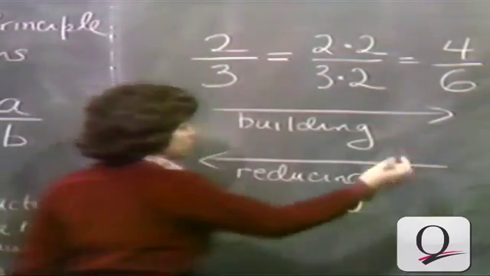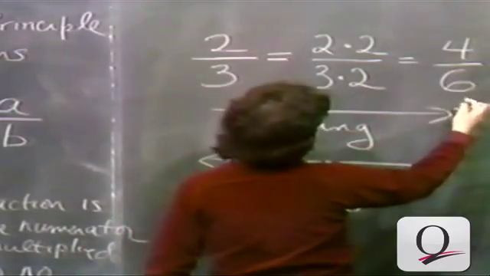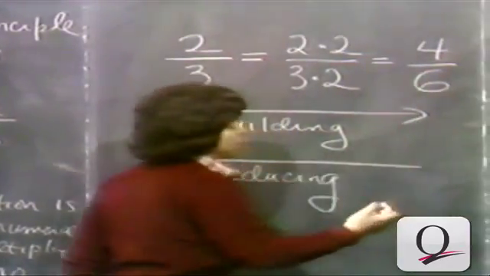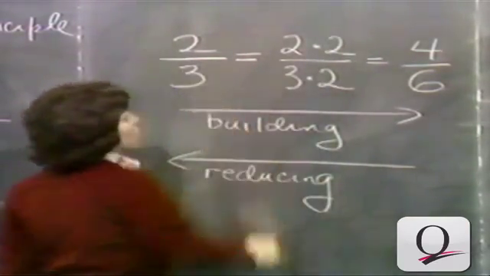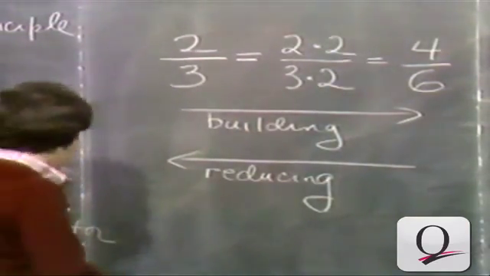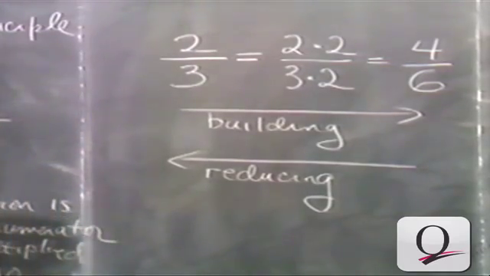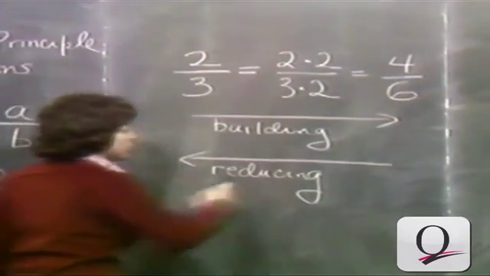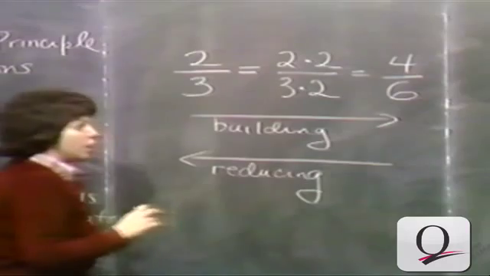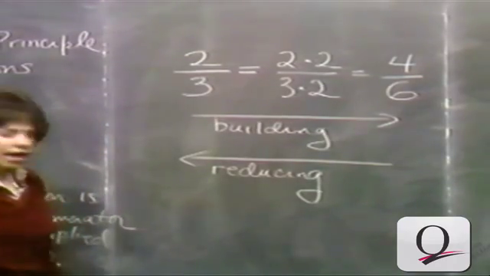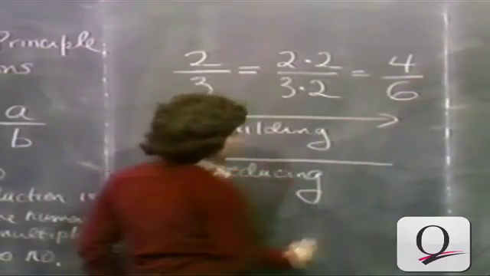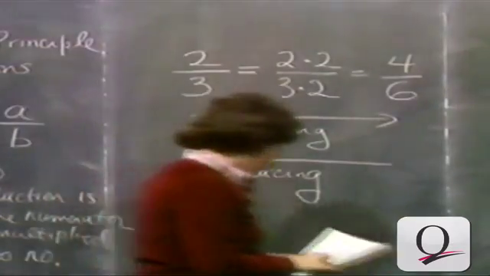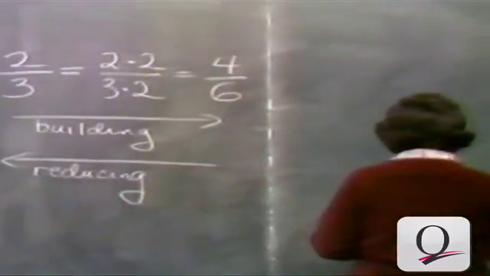See, 4/6 was not in lowest terms. The numerator and denominator had a factor in common, namely 2, so we cancel out the 2's and we wind up with 2/3. Now in this videotape, we're going to be more concerned with reducing fractions. In the next videotape, which deals with addition and subtraction of fractions, we'll be more interested in building fractions. Let's try some examples in reducing fractions.